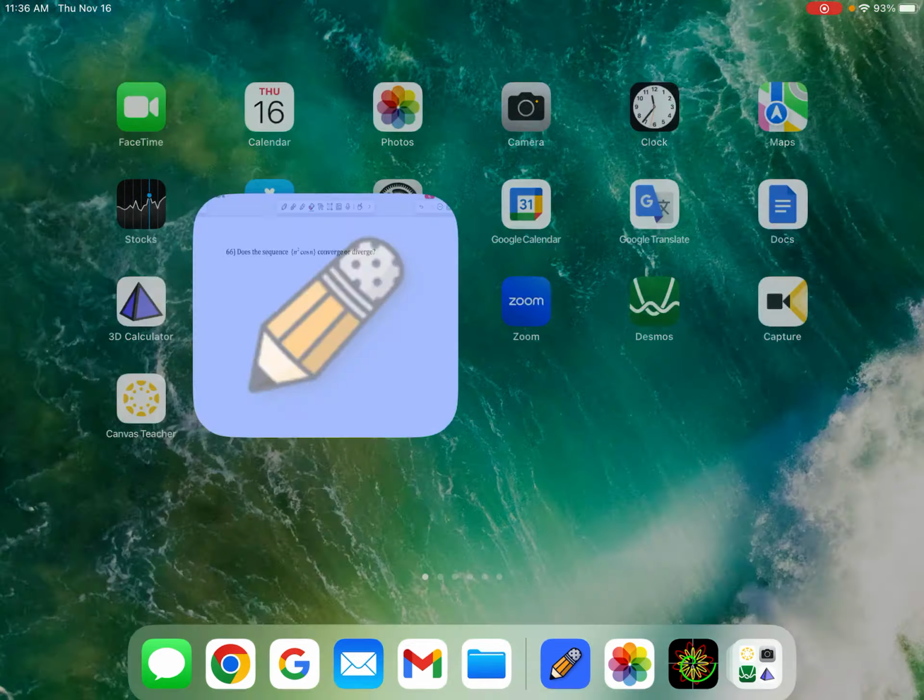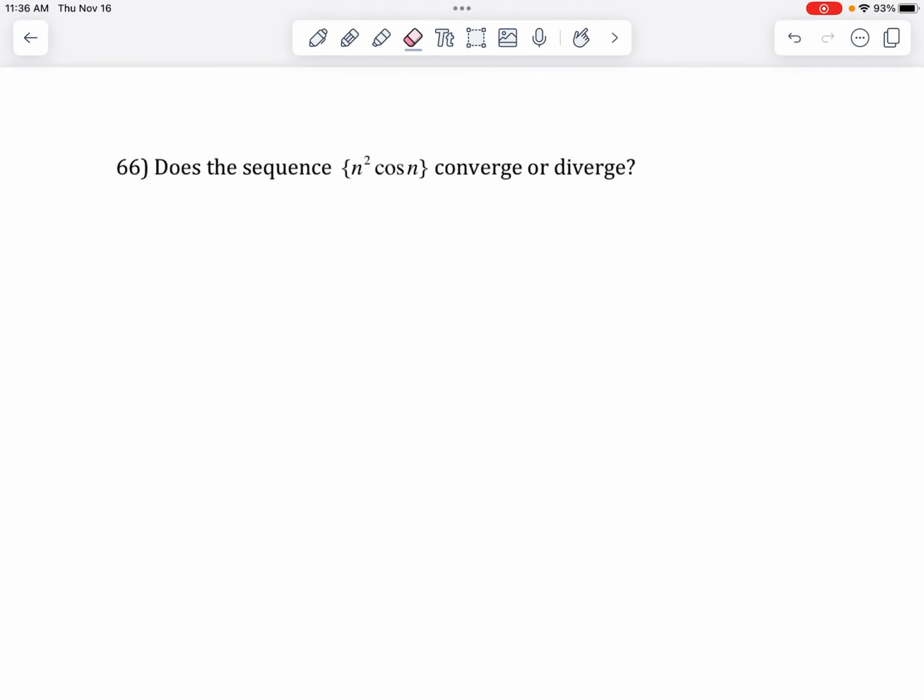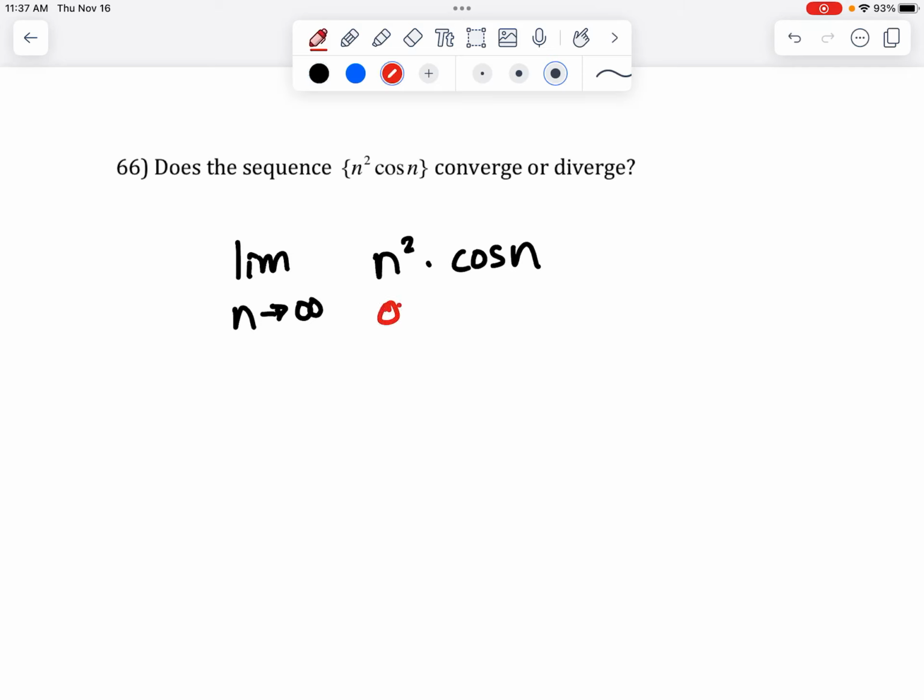So I'm wondering if we could use math to show that. So what's the limit as n goes to infinity for n squared times cosine of n? Well, I can't use L'Hopital's rule because that is when you have division. This does not have division. And if I try to plug in infinity, this would be infinity squared, which I know is infinity.